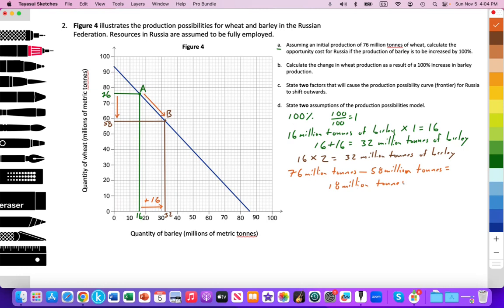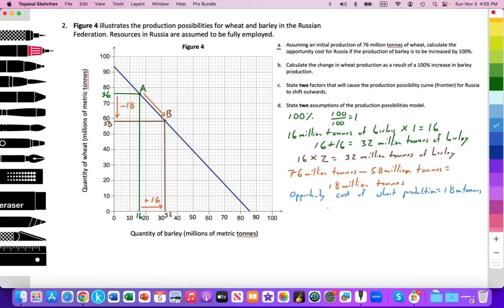So there's my opportunity cost. Here I've reduced production by 18, right? So the opportunity cost of wheat production is equal to 18 million tons of wheat in order to produce an additional 16 million tons of barley.